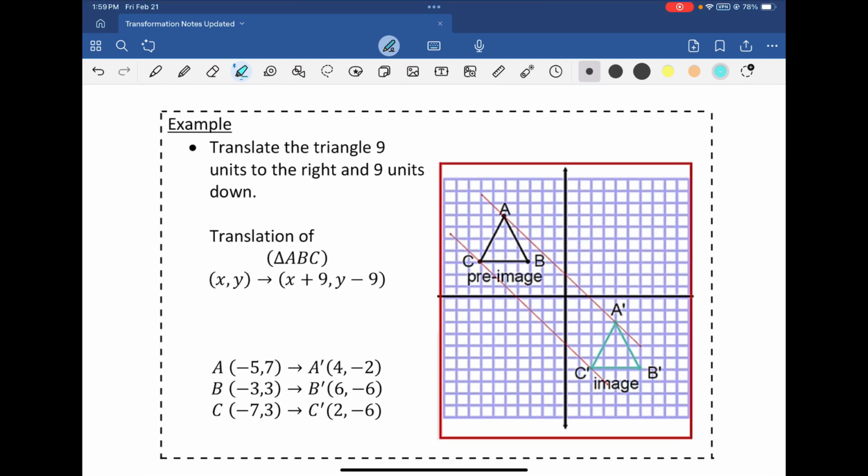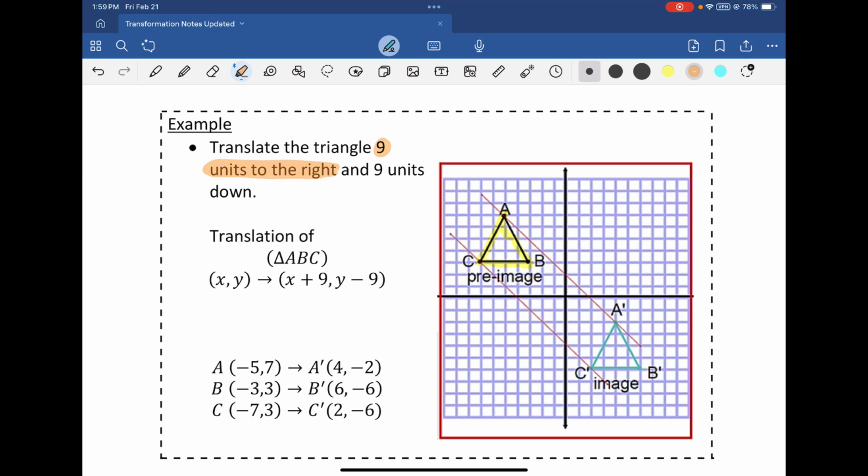Example here. Translate the triangle 9 units to the right and 9 units down. So we can see here the black triangle ABC. I'll highlight it in yellow. The ABC, that's our pre-image. And then we translated it 9 units to the right and 9 units down. Now you can see here that I'll highlight this, 9 units to the right.